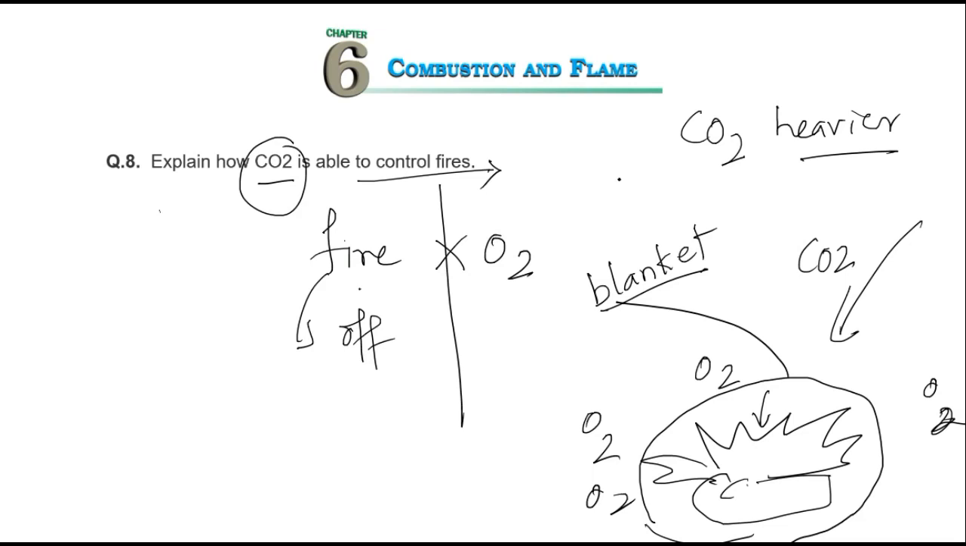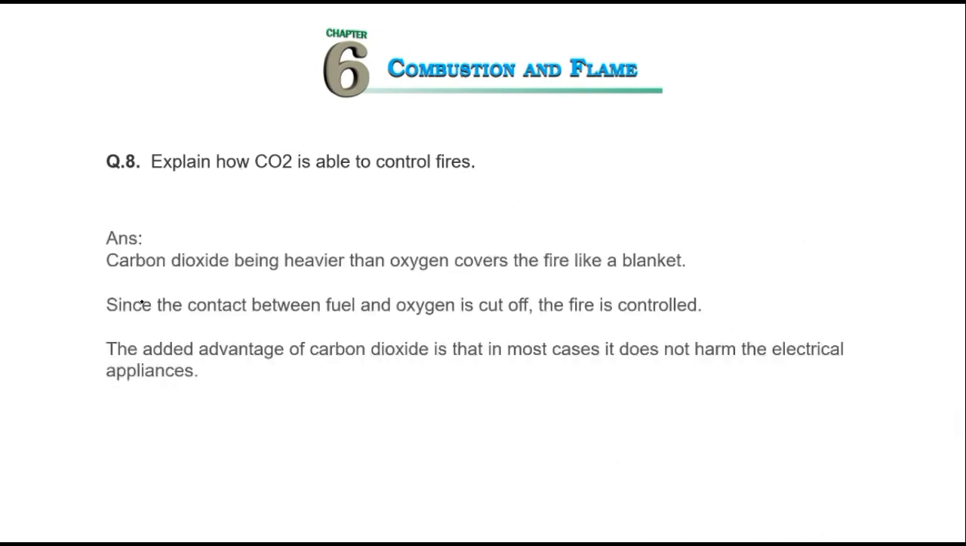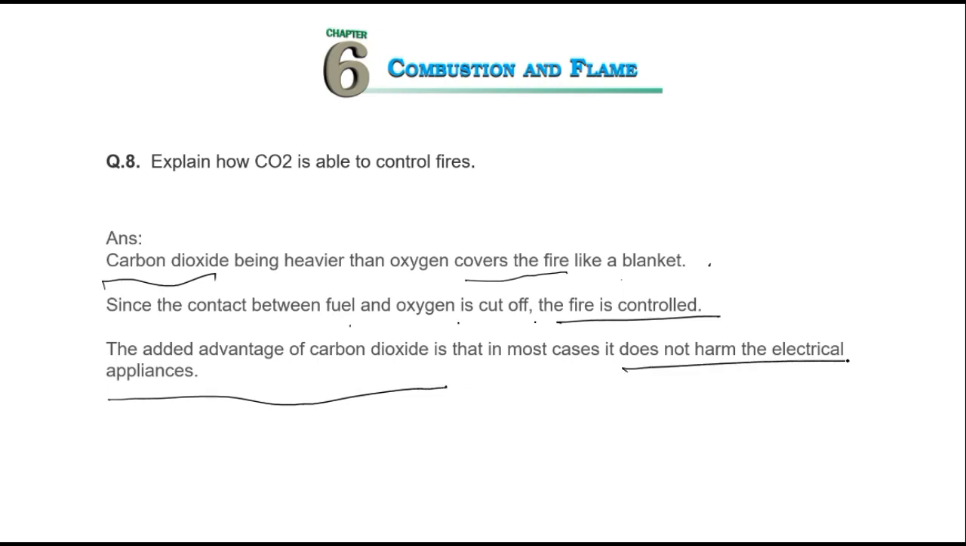Okay, so how will you write? You have to write in points. Carbon dioxide, being heavier than oxygen, covers the fire like a blanket. Since the contact between the fuel and oxygen is cut off, the fire is controlled. The added advantage of carbon dioxide is that in most cases it does not harm electrical appliances. Therefore, carbon dioxide is used. This is the explanation.